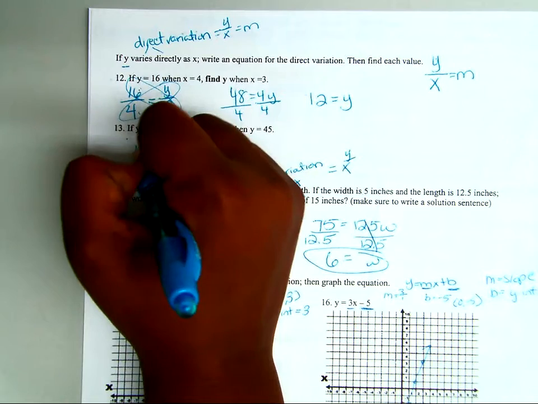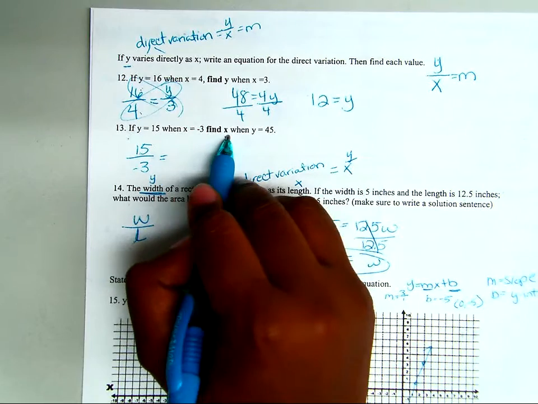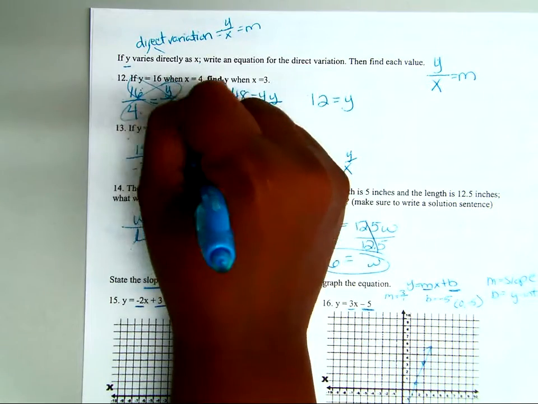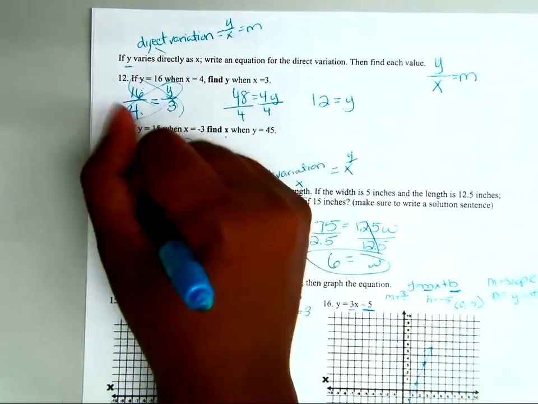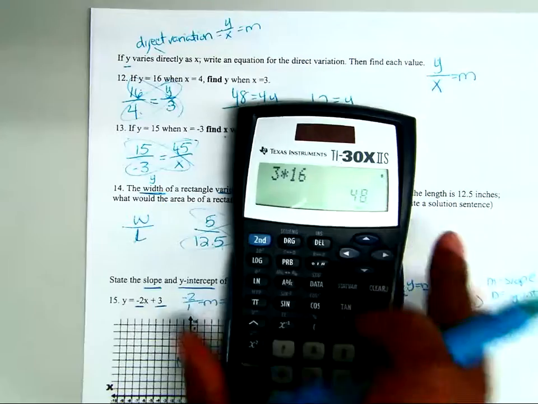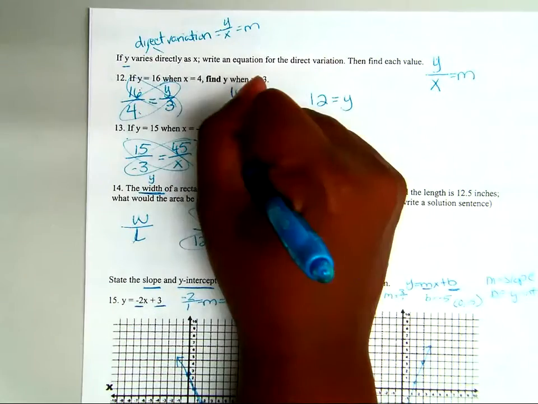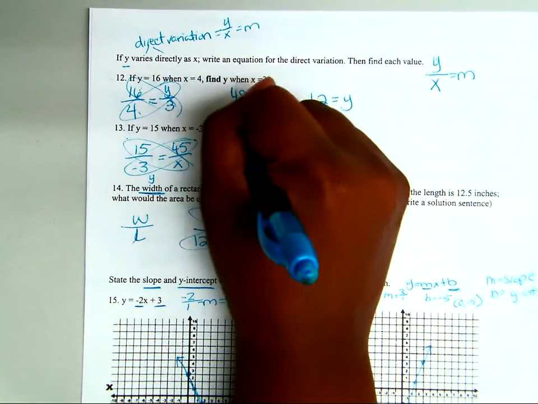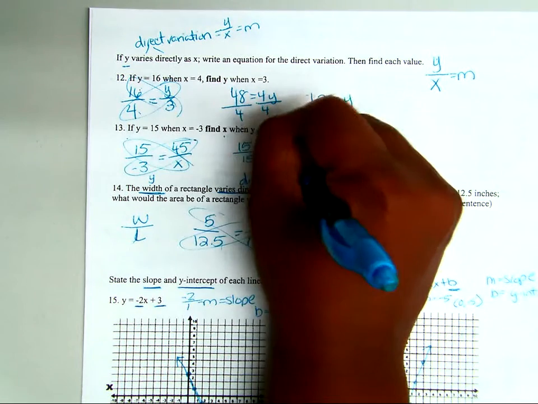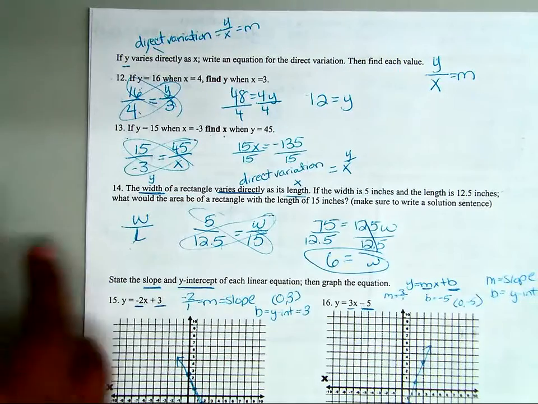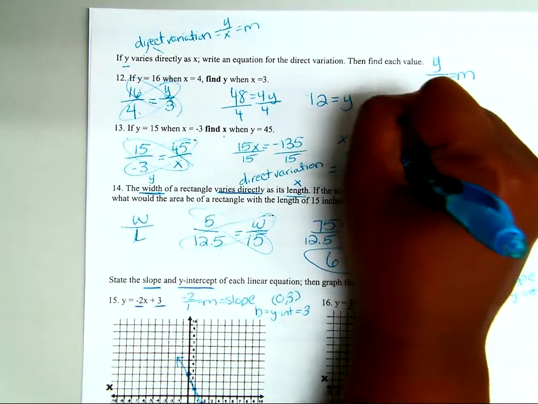Same thing here. 15 over negative 3 equals x over y. Find x when y is 45. So you got to make sure you read, because this time they want me to find x. Negative 3 times 45. So I got 15x equals negative 135. Divide by 15 on both sides. X equals negative 9. Okay?